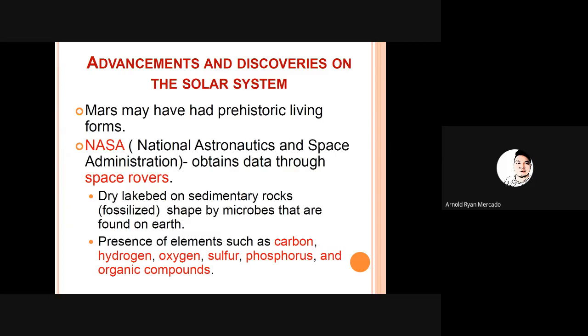Mars, on the other hand, may have had prehistoric living forms. Ayan. So, may mga discoveries daw na ang Mars daw ay may posibleng buhay na organismo. According to NASA or National Aeronautics and Space Administration, meron silang nakuhang data from their space rovers, like dry lake bed or sedimentary rocks shaped by microbes that are found on Earth. So, may mga microbes sila. Meron din silang presence ng carbon, hydrogen, oxygen, sulfur, phosphorus, and organic compounds. Meaning to say, may carbon. And meaning to say, may living organism.